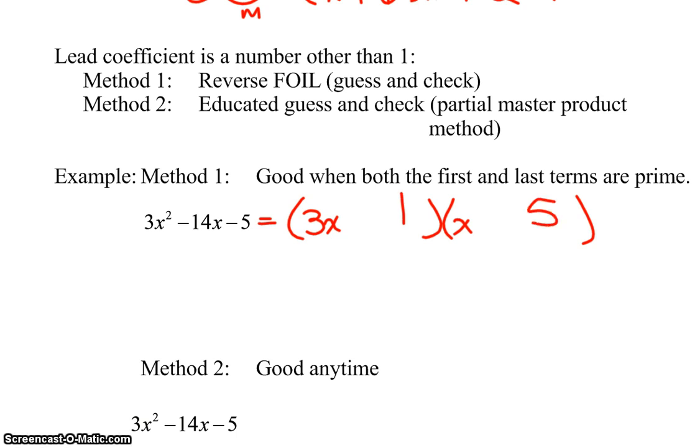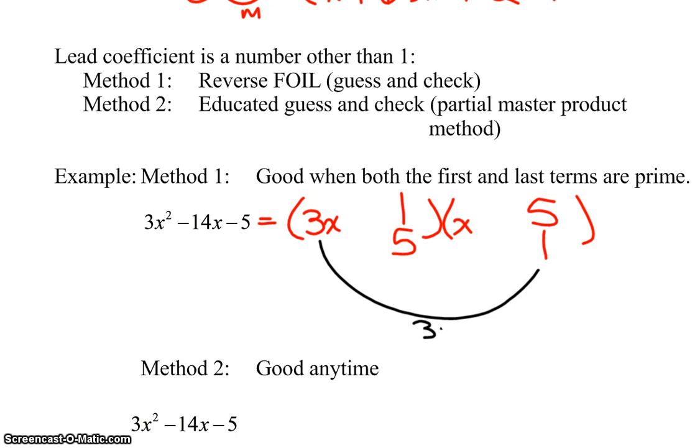The problem is I don't know which one goes in which parentheses. I don't know if the 1 goes with the 3 or the 1 goes with the x. I don't know if the 5 goes with the 3 or the 5 with the x. So what I have to do now is try those out, and check the outsides plus the insides to make sure they add up right. So I just write them in this way, and then I do it with the bottom numbers first. It's a good time to use a pencil.